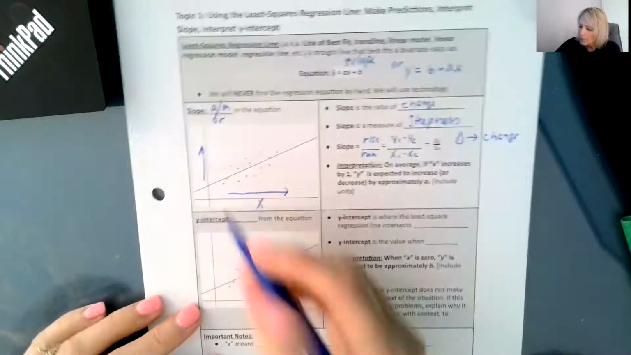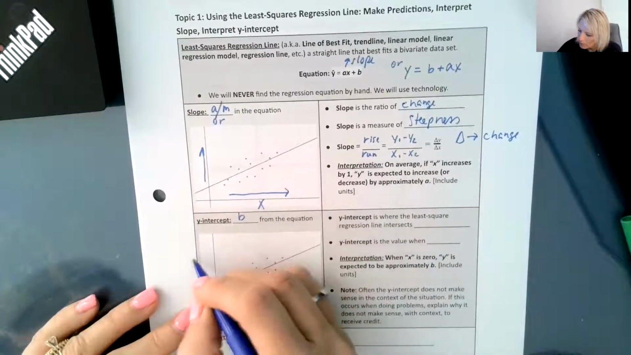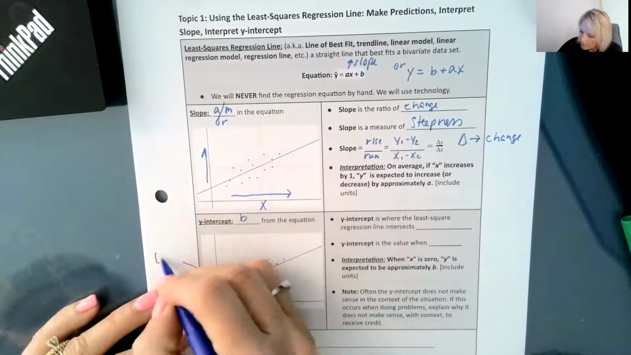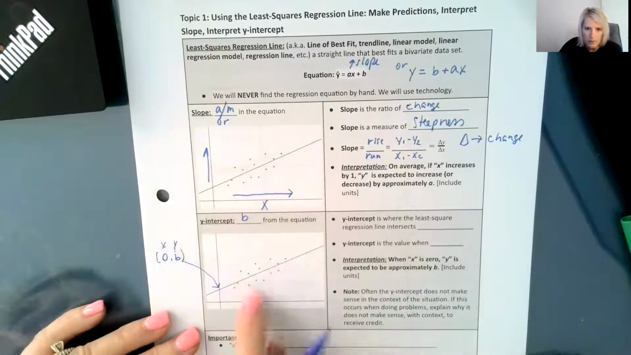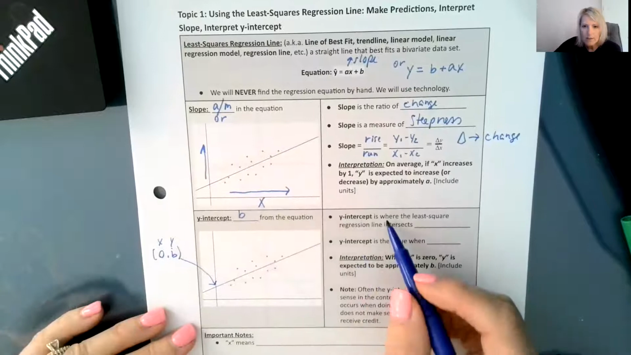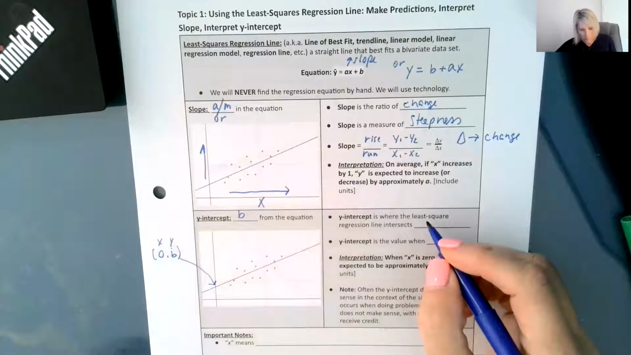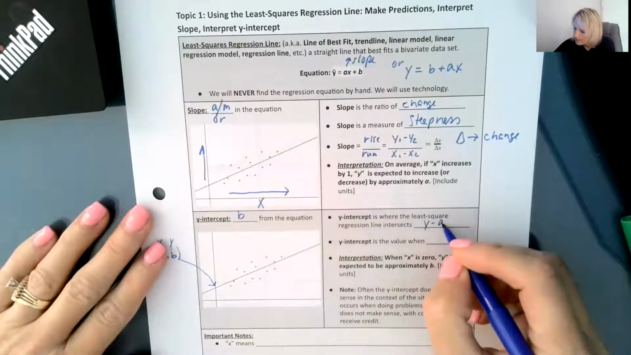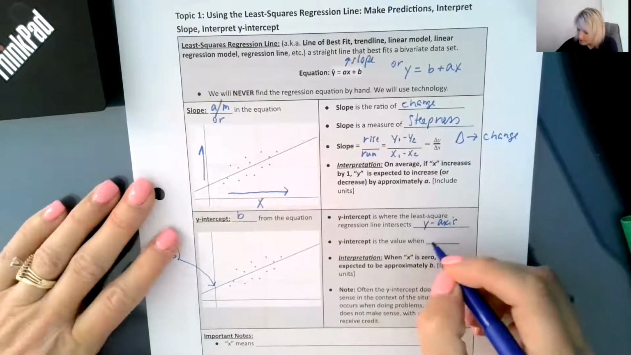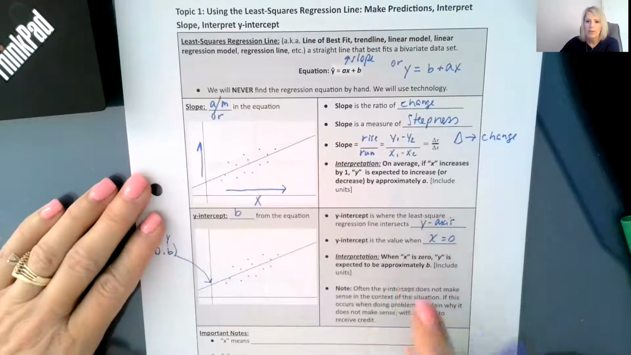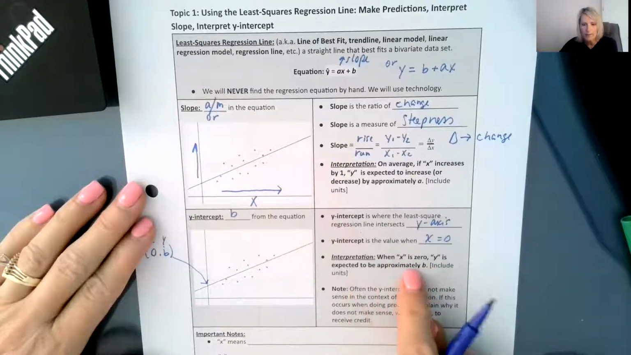Then the y-intercept is the b. It's this point right here, where x is 0 and y is whatever this b value is. It's your starting value. The y-intercept is where the least squares regression line intersects the y-axis. The y-intercept is the value when x equals 0. The interpretation is: when x is 0, y is expected to be approximately b.